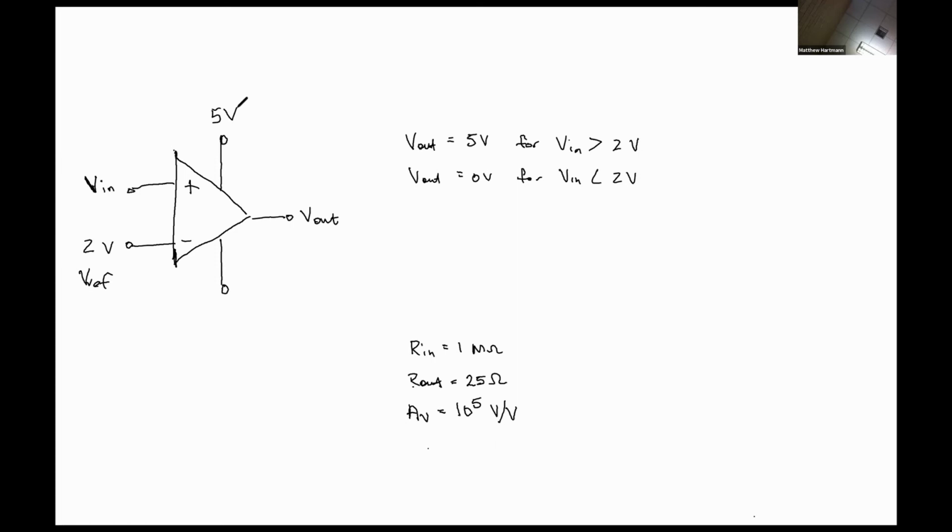V out needs to be 0 volts for V in less than 2 volts. Would you just put 0 for your VCC minus? It's just ground. Right. Ground is the same as 0 volts. Yeah. So we have successfully designed a simple analog to digital converter. Beautiful. Nothing wild or crazy about it.